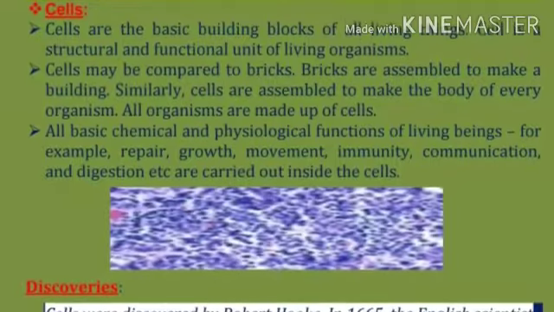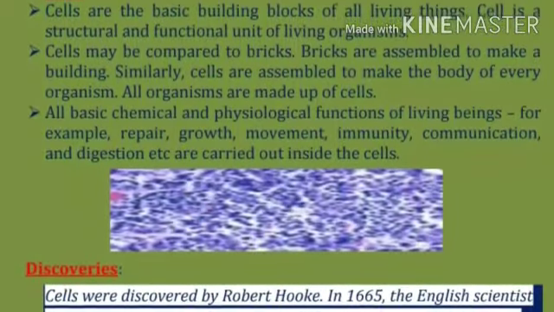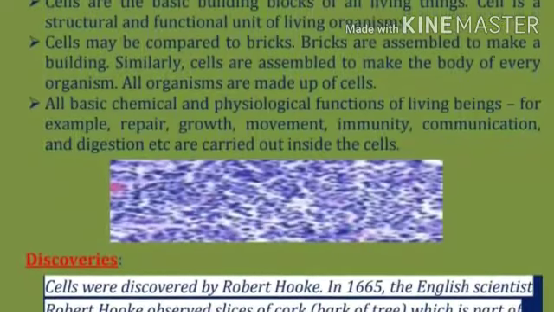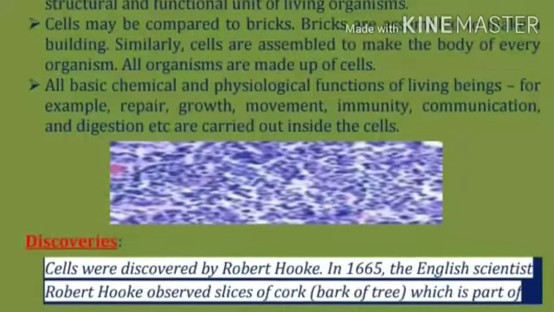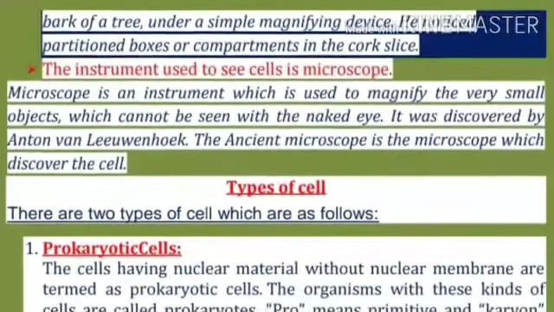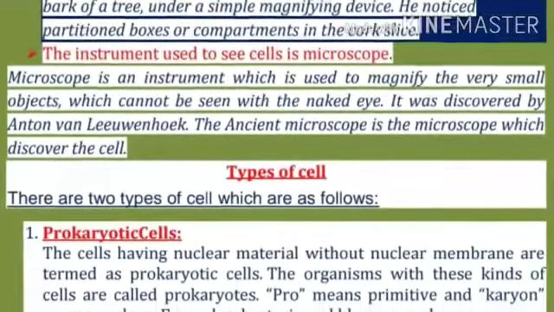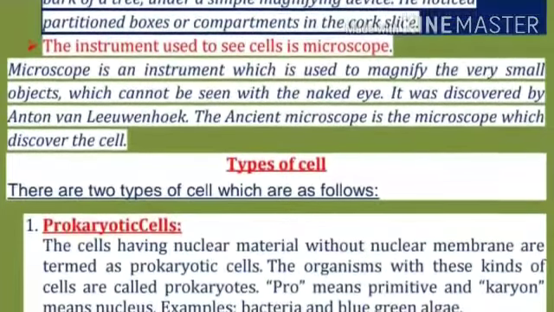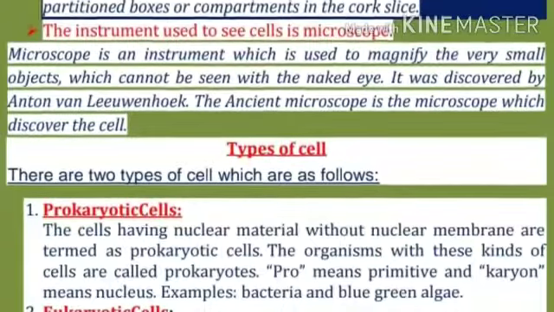Discovery. Cells were discovered by Robert Hooke in 1665. The English scientist Robert Hooke observed slices of cork, the bark of a tree, under a simple magnifying device. He noticed partitions, boxes, or compartments in the cork slice.